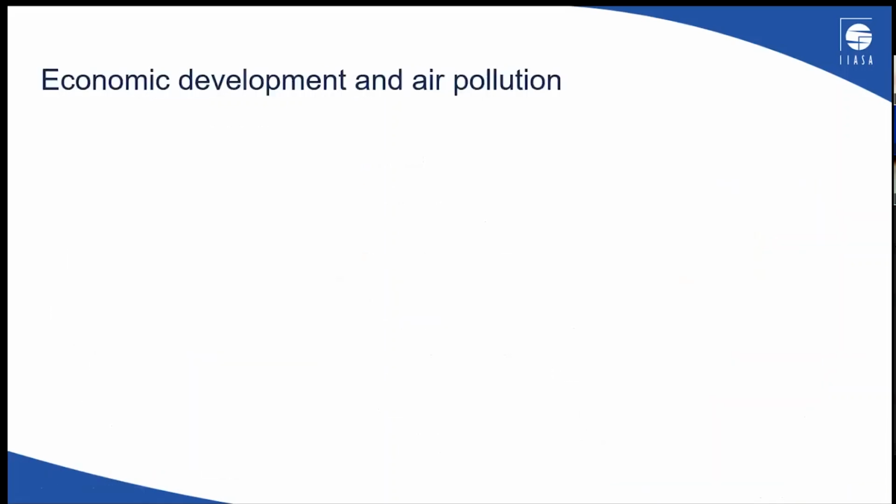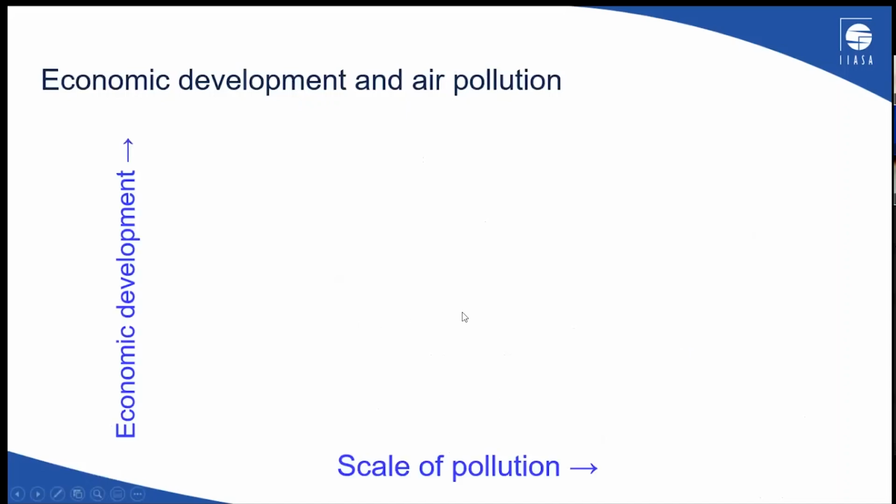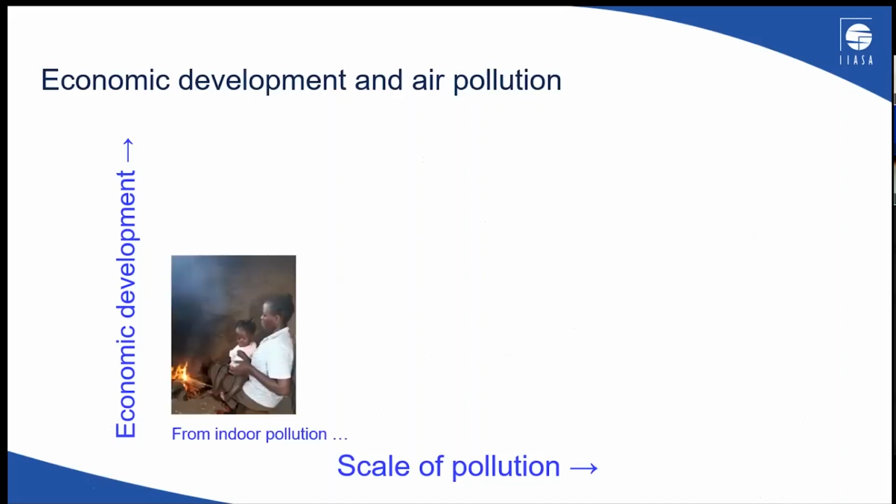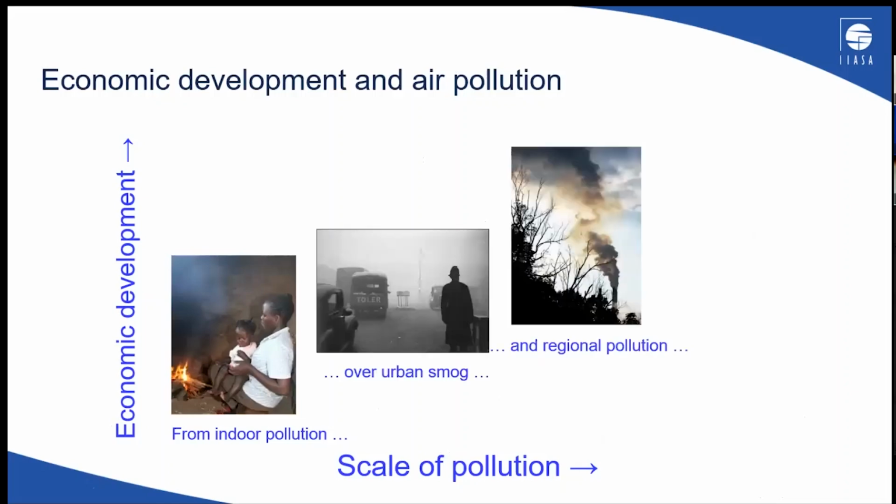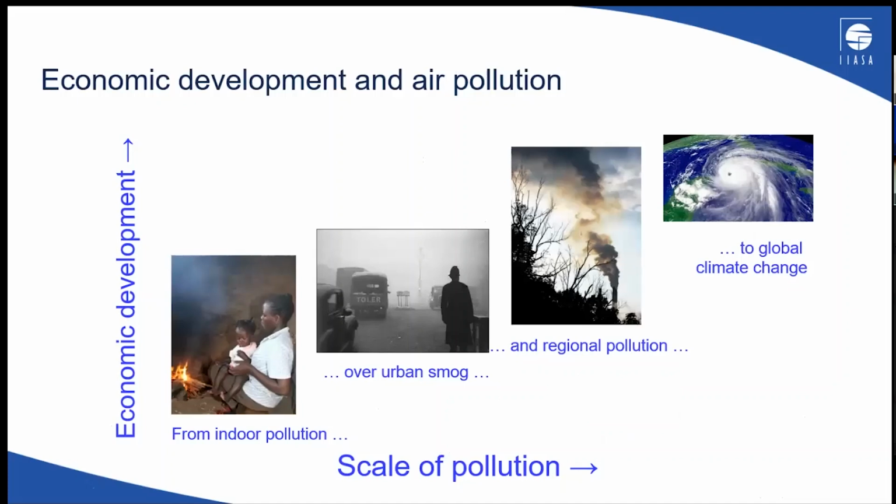As I have already mentioned, economic development and air pollution are interlinked. Here in the x-axis, you can see the scale of pollution, and in the y-axis, we have economic development. So we have different scales of air pollution with economic development, from household level to global climate change. Economic development is considered the major driving force of air pollution, and air pollution originates from different sources and at different scales, local to global.